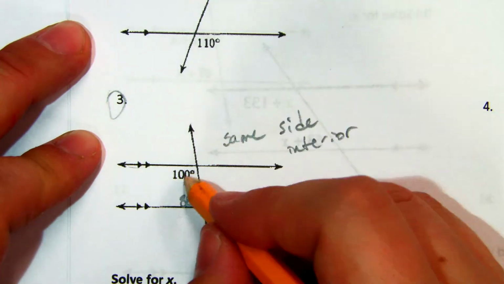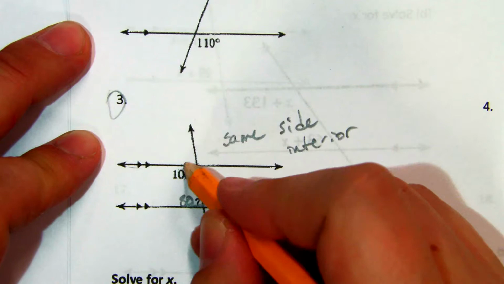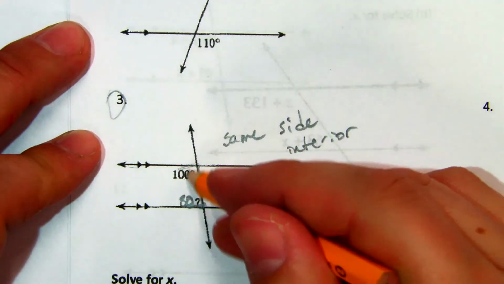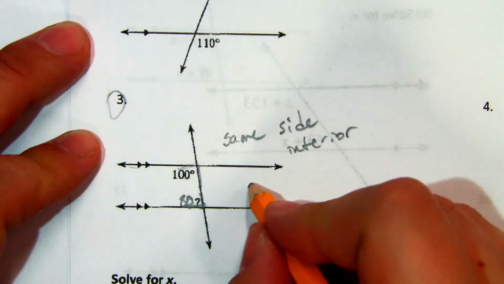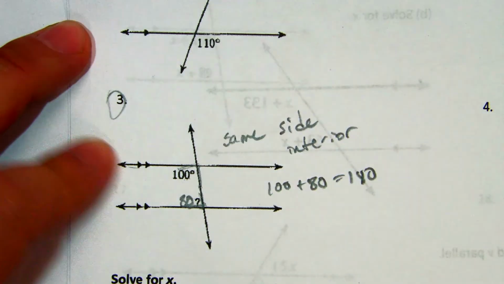The other way I could think about this is, well, this is my obtuse angle, and this is one of my acute angles. So my obtuse and my acute angles are going to be supplementary. Remember, every pair is either congruent or supplementary. If they're not the same kind of angle, they're going to be supplementary. So 100 plus 80 is 180. So that one's got to be 80.